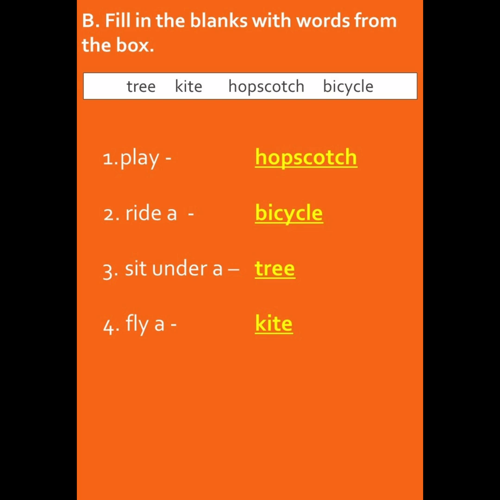Number 3 is sit under a. Where do we sit under a? We sit under a tree. T-R-E-E. Tree. In hot weather, we sit under a tree. Last one is flyer. Yes, children, what do you love to fly? Fly a kite. K-I-T-E. Kite. Check your answers. First one is hopscotch. Second is bicycle. Third is tree. And last one is kite.